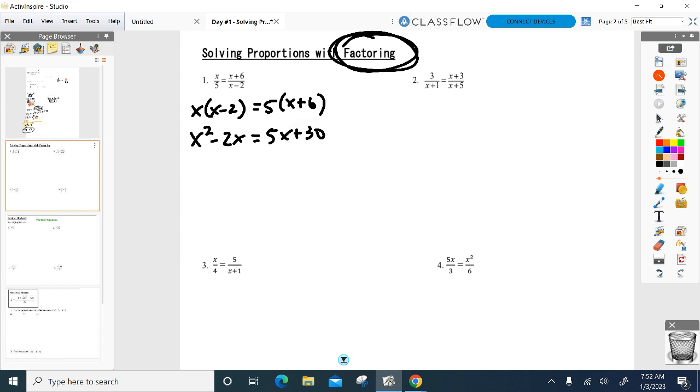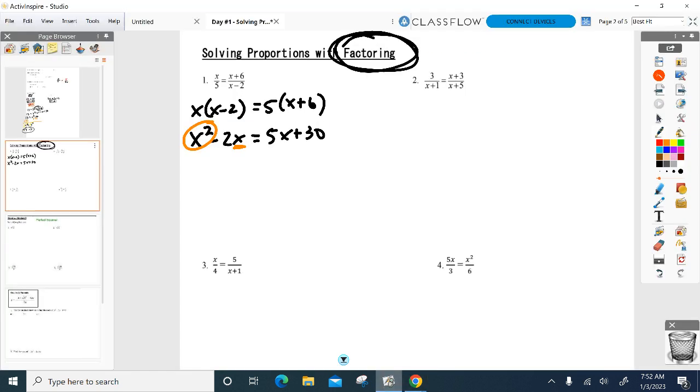Any issues there? All right, now we see the following. I see x squared with an x. If at any time I have a squared and just an x, it's time to factor. You cannot factor unless one side's equal to 0. So we got to move some stuff over. How do I get the 5x and how do I get the 30 over?